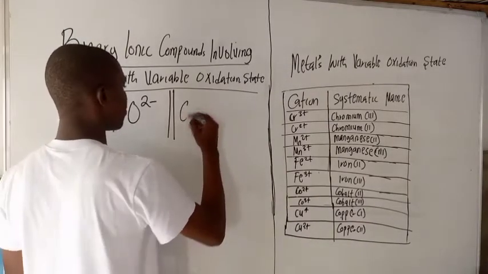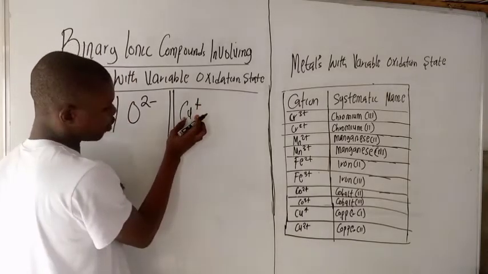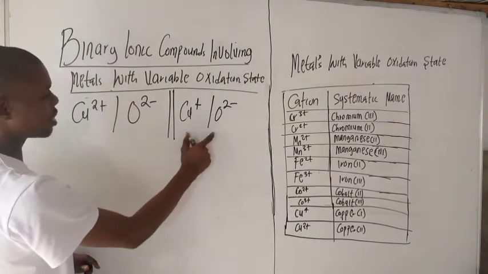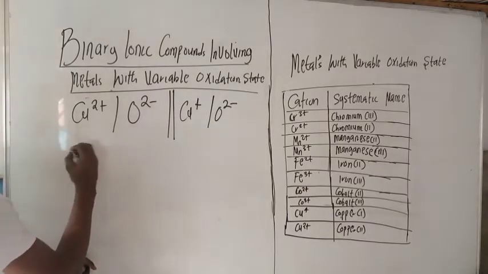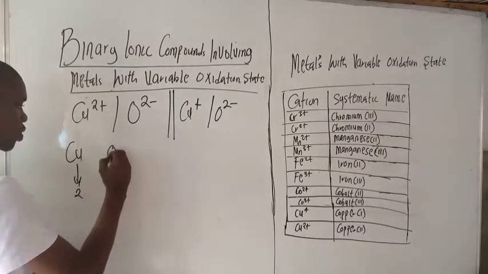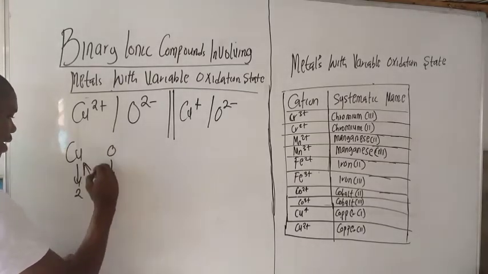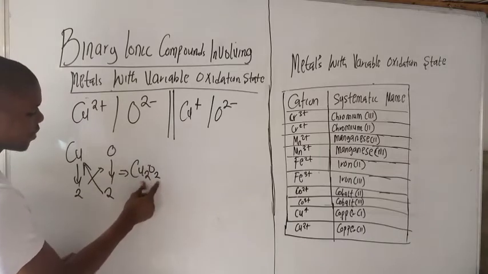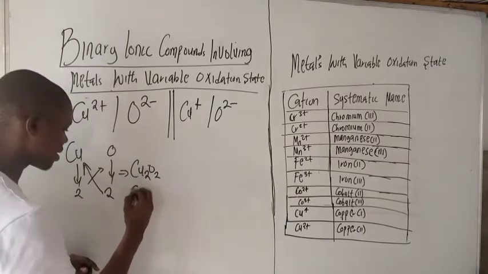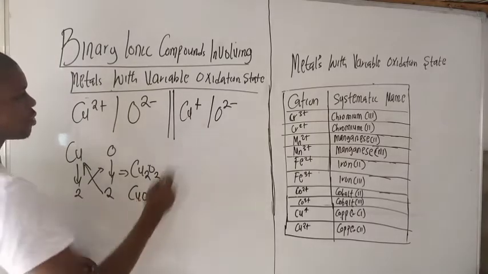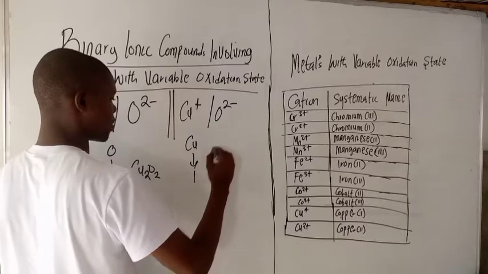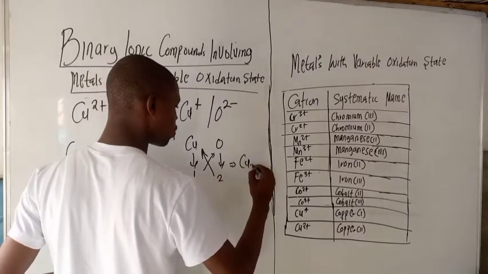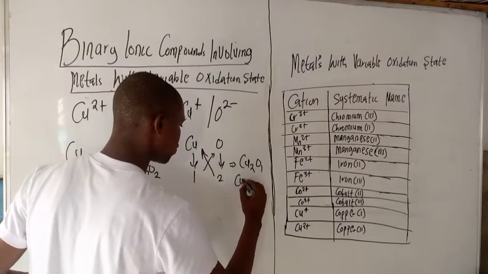Likewise, if copper 1+, which is Cu+, bonds with O2-, it's going to form another ionic compound. For the first, here we have Cu 2 and O 2. When they combine, here is Cu2O2, but you must express it in the simplest ratio, so we have CuO. For this one, here we have Cu 1 and O 2, so we have Cu2O1, which is going to be Cu2O.